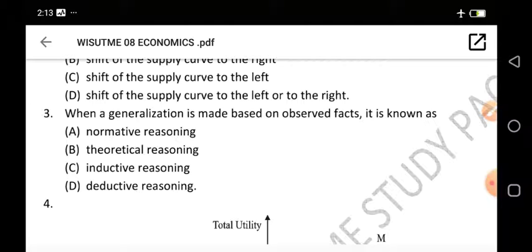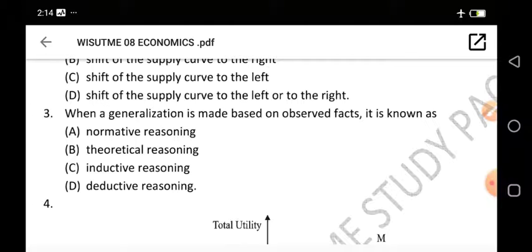The first one is normative reasoning. When we talk about normative reasoning, or a normative statement, as the case may be, we're talking about how things should or how things ought to be. So we're talking about what action is right and what action is wrong. How things are supposed to be. That's what we call normative reasoning.